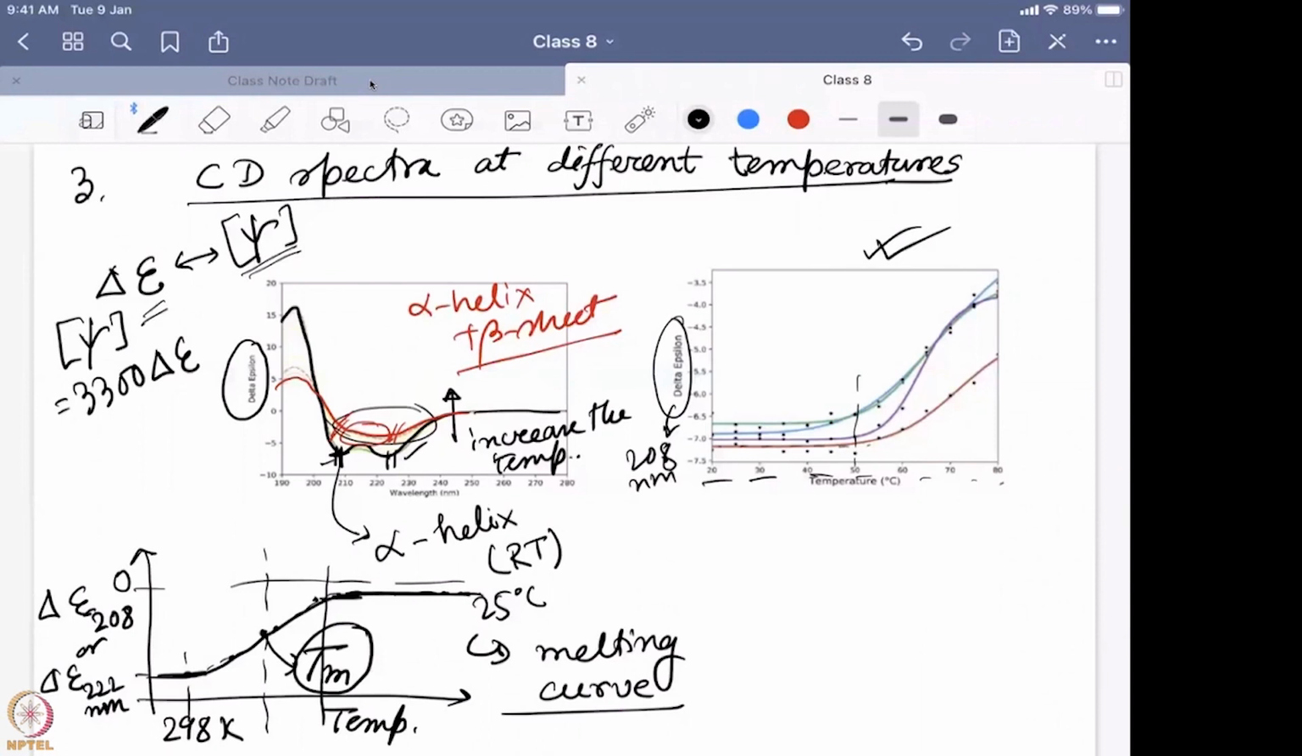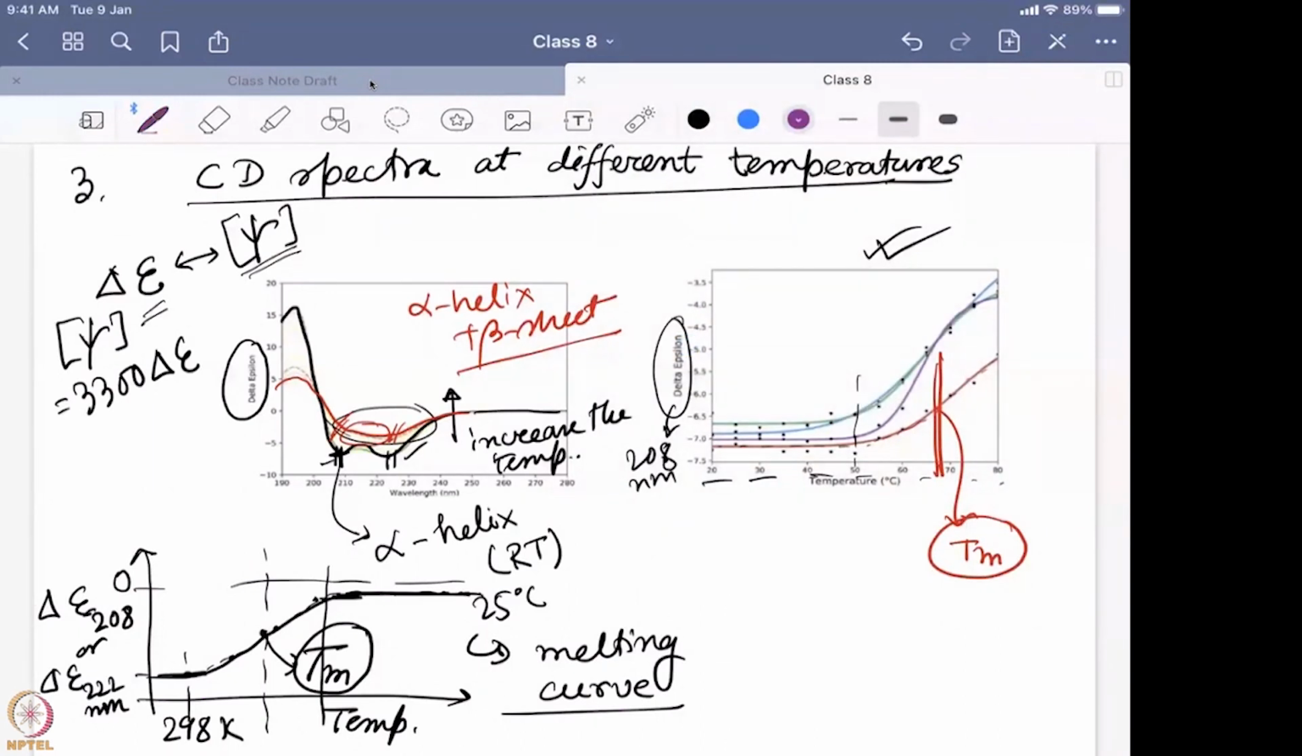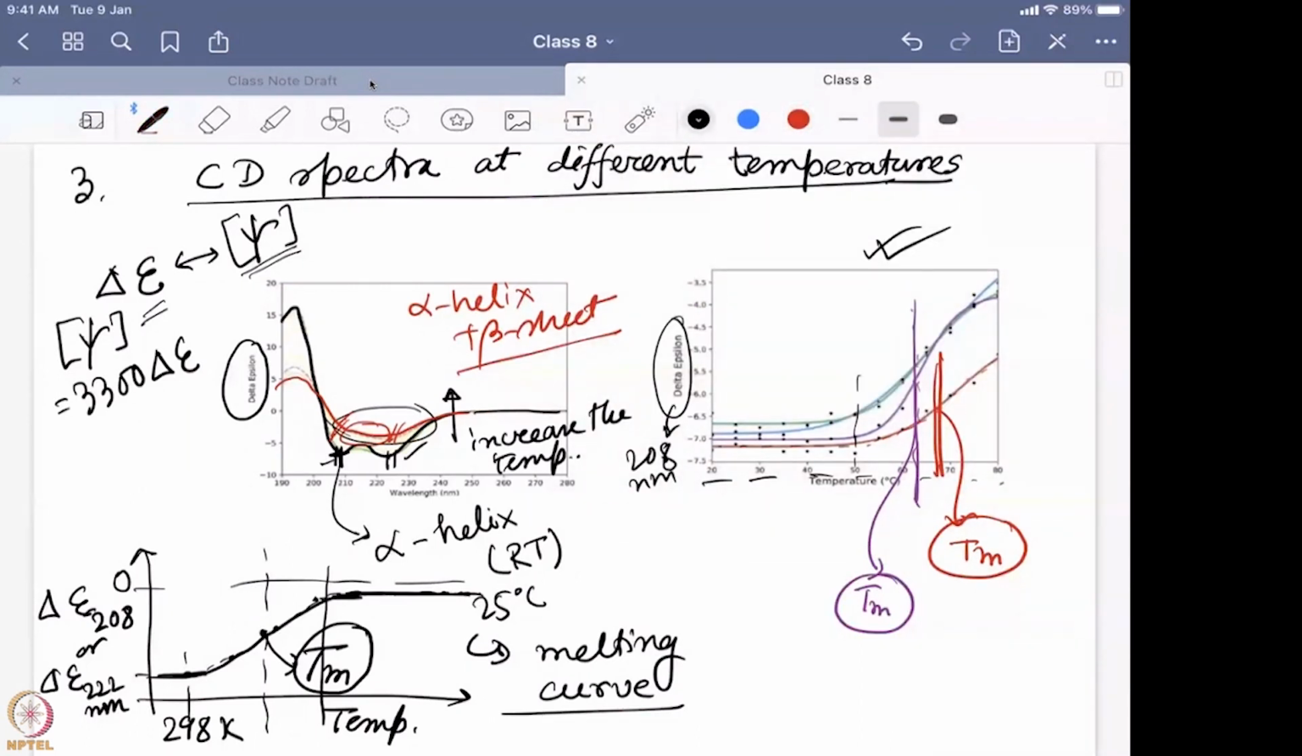For example, this red line, you can see the maxima, half maxima is around here. So this will be the T melting for this red color protein. Whereas if I go to this purple color one, this is actually happening a little bit earlier. So now by looking into this data, what we can say that this red color protein is actually more stable compared to this purple color one. So higher the melting temperature, stable is the protein structure.